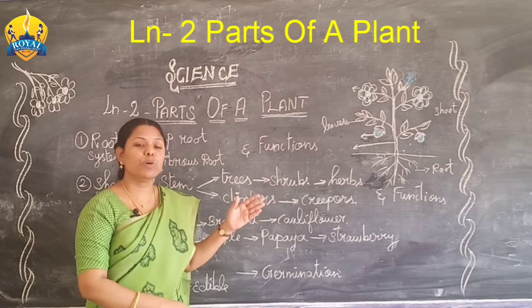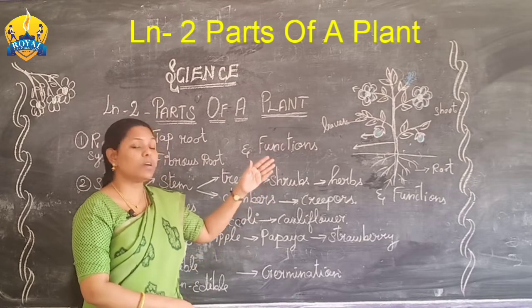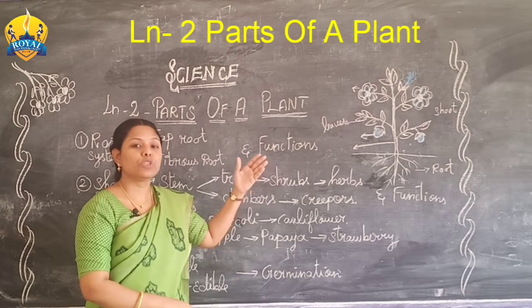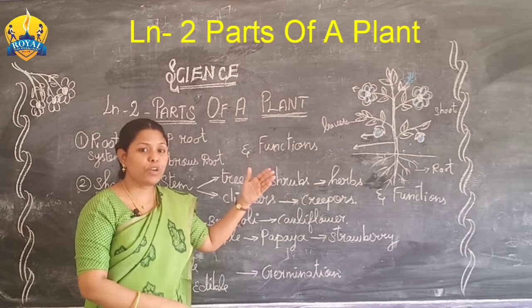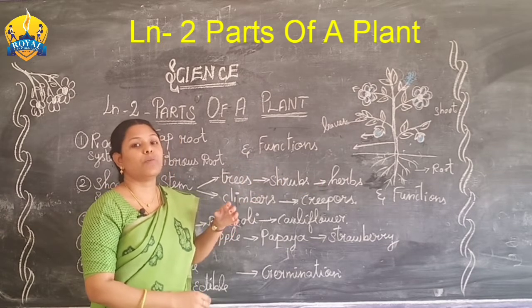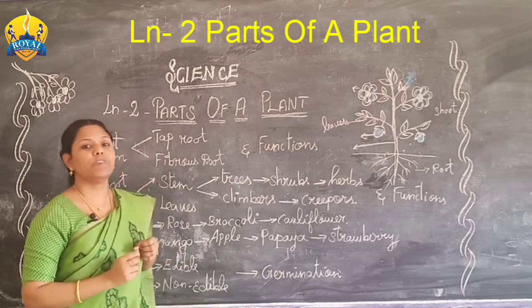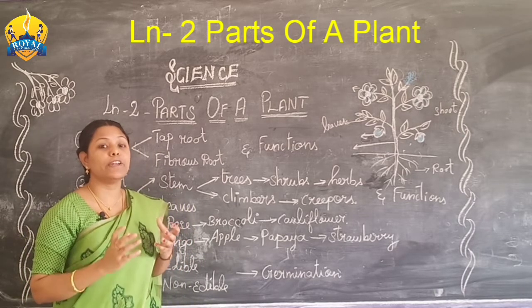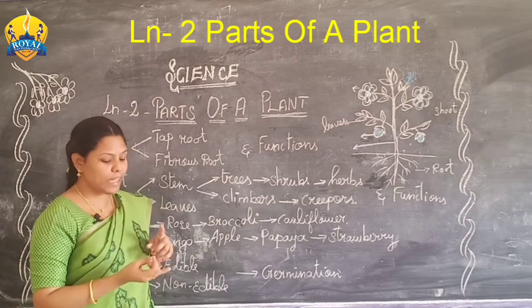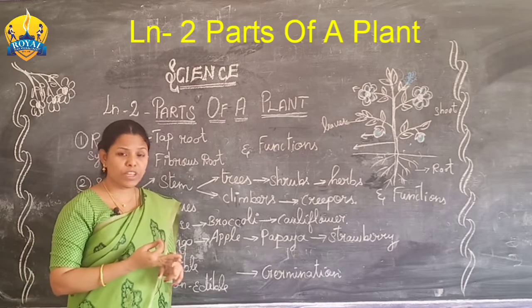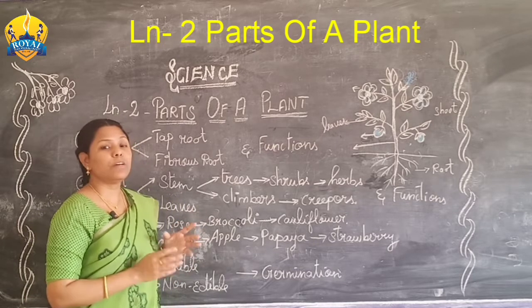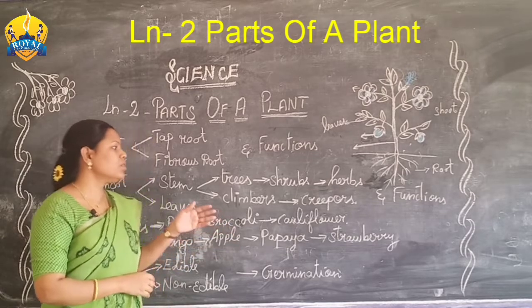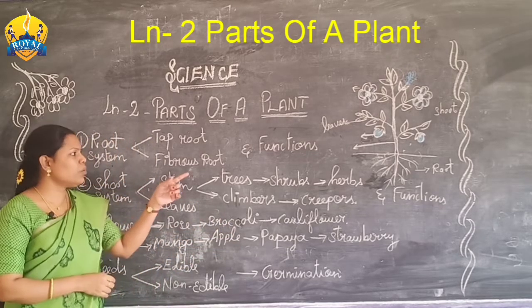Another important function: the root also stores extra food under the ground. This extra food we often take as our food, in the form of vegetables. For example, carrot, radish, beetroot, potato. These are the roots that store extra food under the ground. Now the functions are over.